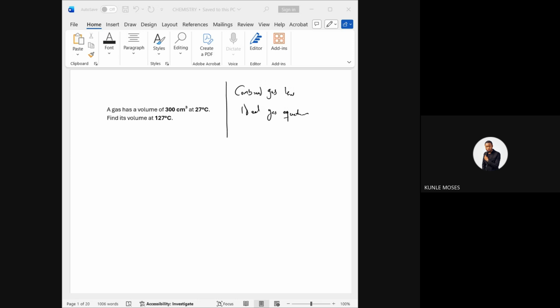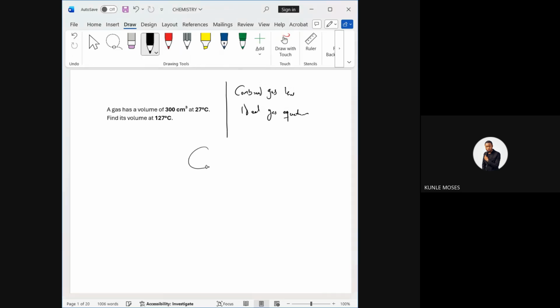So today we want to continue with our gas law. The first thing we'll be checking today is the combined gas law. This law actually combines Boyle's law and Charles' law together. So that is what this law does.